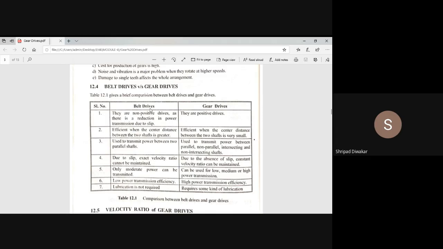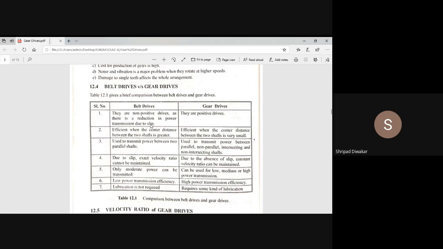Next, in the case of belt drives, slip always happens, so it is very difficult to maintain the exact velocity ratio. On the other hand, no slip takes place in gear drives. Hence, it is possible to achieve the exact velocity ratio.